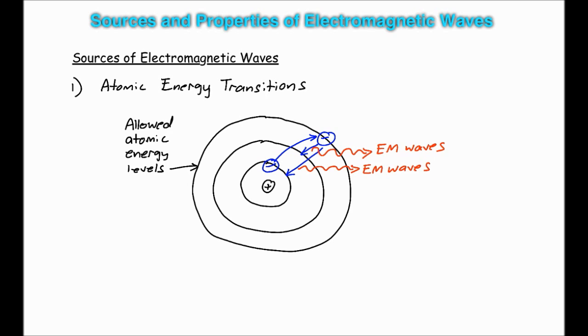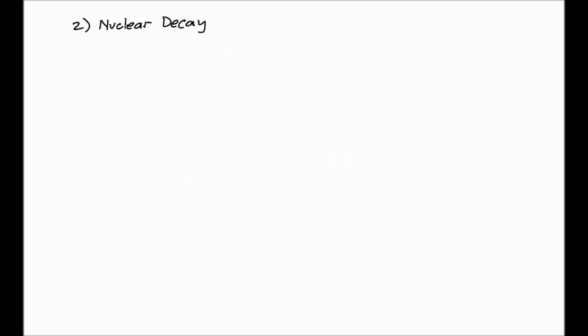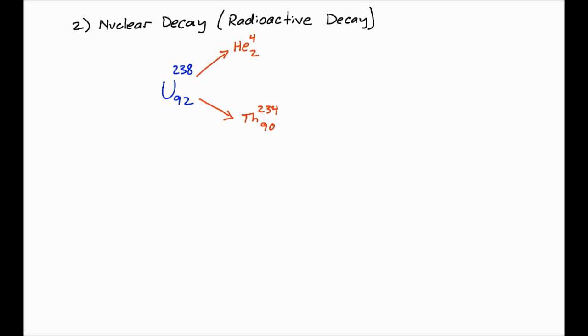The next one I'll mention is nuclear decay, otherwise known as radioactive decay. Just as an example, say we have uranium-238, which has an atomic number of 92. Uranium-238 is unstable, and it will naturally decay into helium-4 and thorium-234. In so doing, some energy is also given off as electromagnetic waves.